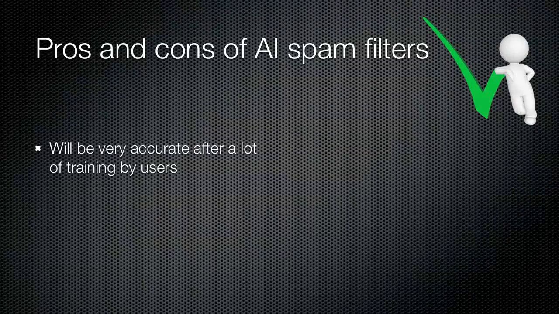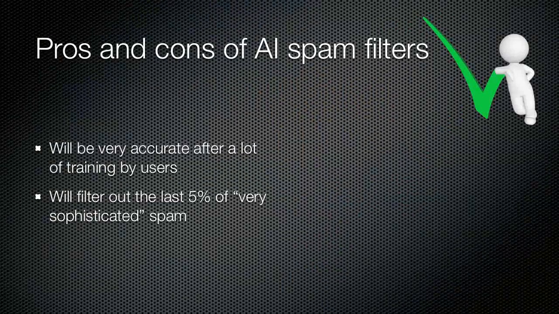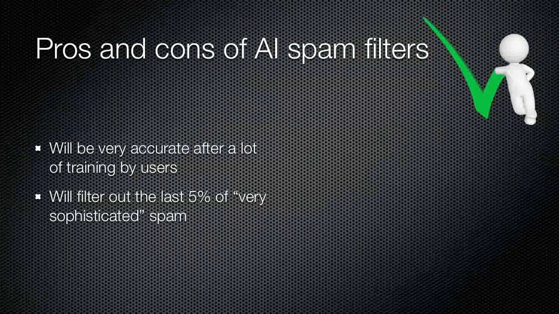So imagine the cumulative effect of millions of users training this artificial intelligence filter. So it's very useful in this type of environment, where you have a large corporation or a big provider where every user is allowed to train the filter. And this filter will filter out the last 5% of sophisticated spam. So all the spam that was not filtered out previously is going to be filtered out now.